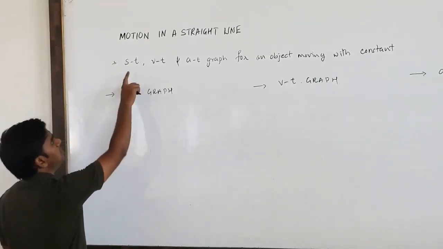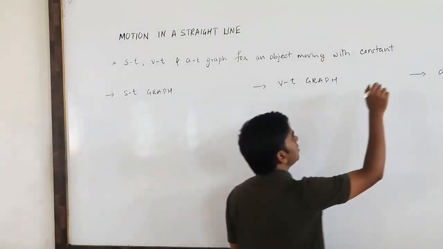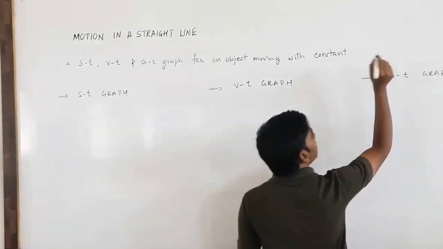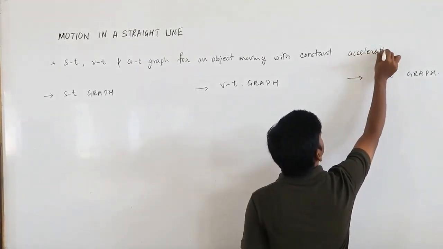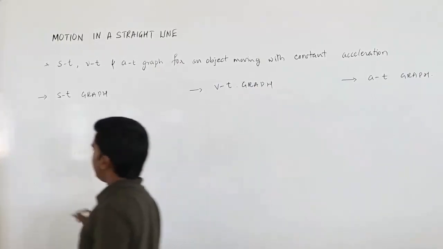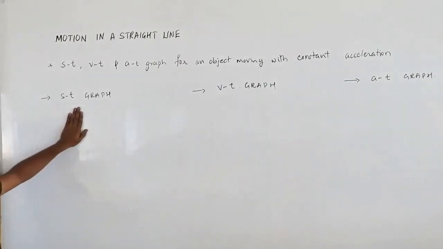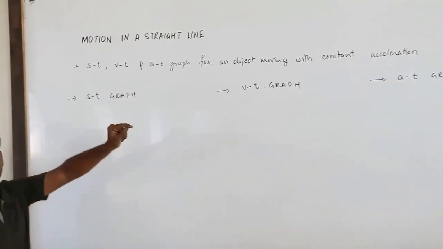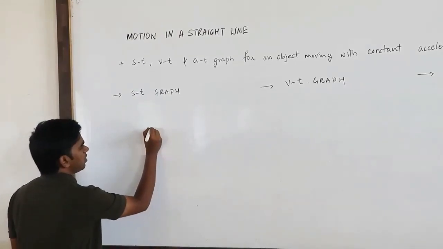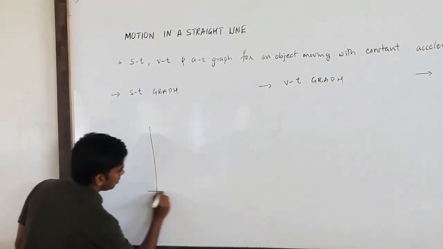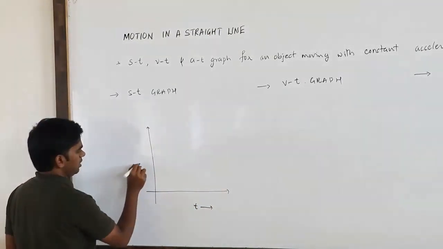Next, position time, velocity time, and acceleration time graph for an object moving with constant acceleration. If a body is moving with constant acceleration, then how can we plot position time, velocity time, and acceleration time? So now first the position time graph. Time and position, I will take here.